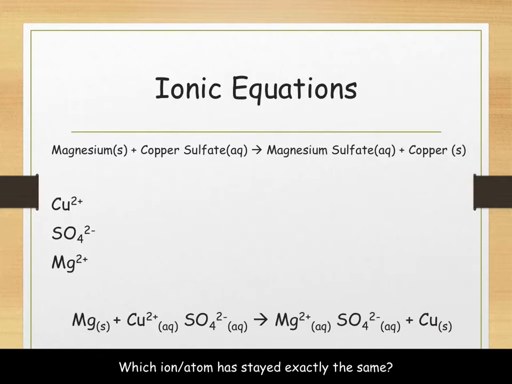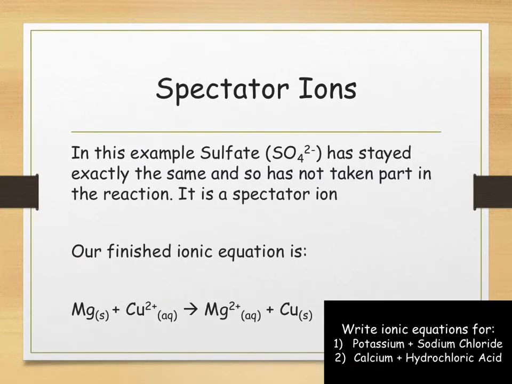So which ion doesn't change at all? Well, this is our sulfate ion. This makes our sulfate ion into a spectator ion. This means it stayed exactly the same, so it hasn't taken part in the reaction. It swapped partners, but it hasn't changed in any way. This means that our finished ionic equation is Mg plus Cu2+ goes to Mg2+ plus copper.